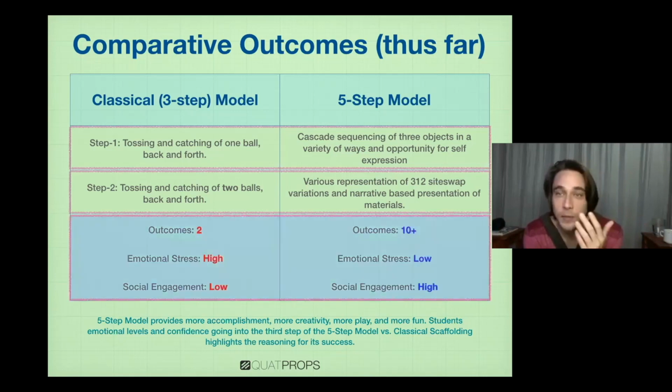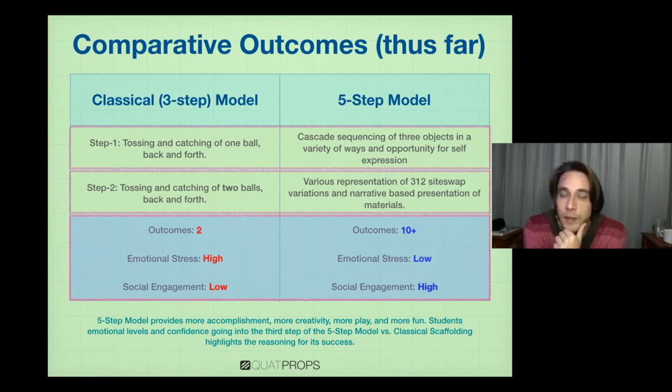So in terms of outcomes, the classical model at the end of step 2 provides us with 2 learning outcomes. I can toss 1 ball back and forth. I can toss 2 balls back and forth. The 5-step model provides 10 more outcomes of different tricks that a student feels, even if I stop at this point, they're going home. All of the students are going home feeling awesome. If you stop after step 2 of the classical model, no one's going home feeling awesome. 5-step model, everyone goes home feeling awesome.